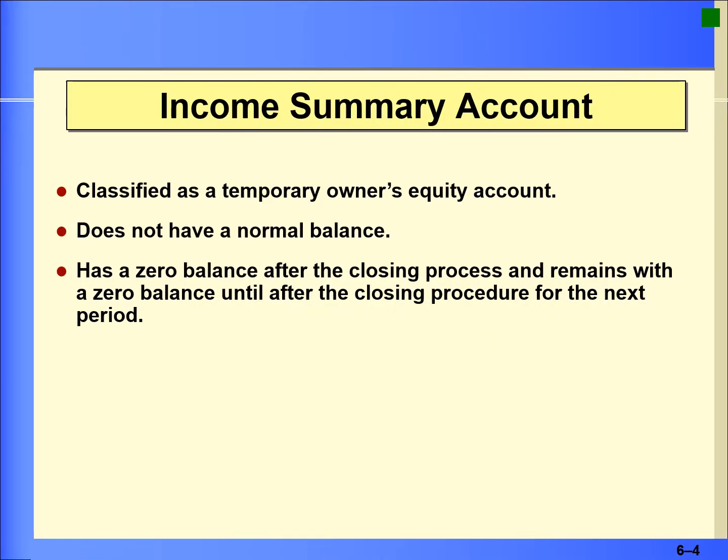So again, like I said in the previous slide, the income summary account is called a temporary account, meaning that it's going to be closed out each period. Notice it does not have any sort of normal balance, because the balance of this account depends on what your revenues or your expenses are, and so it could be either debit or credit. Okay, but the point is we're going to zero out this account at the end of the period.